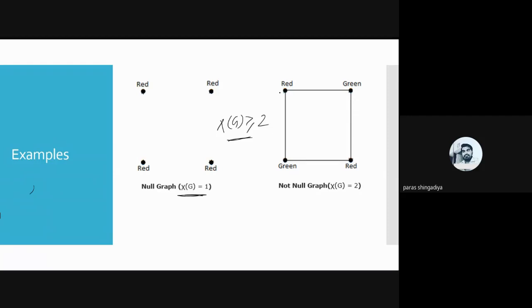Okay, so this first vertex is A. I start with the red color, then after that B, C and D. Now I cannot use the red color on B and D. Why? Because B and D are adjacent to the vertex A. So use another color, let us say green.